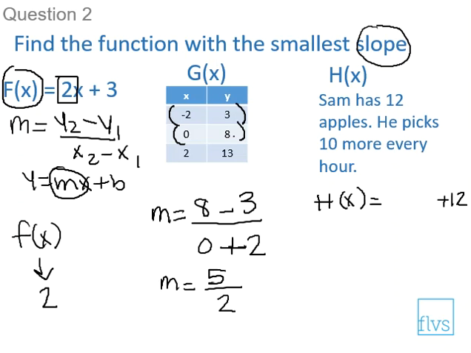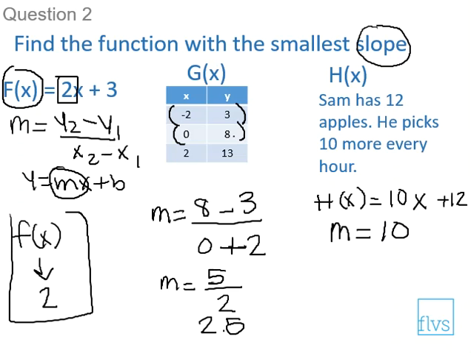So if we wanted to know how many he picked in 10 hours, we'd have to multiply that by 10 for the 10 he picks every hour, and then add the 12 he had from the beginning. So that means our function is 10x plus 12. So our slope is 10. The one with the smallest slope, if we have 5 halves, this is 2.5, would be our f of x function.